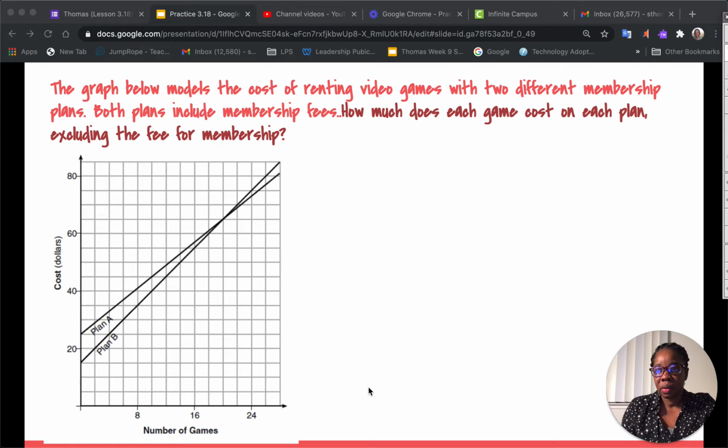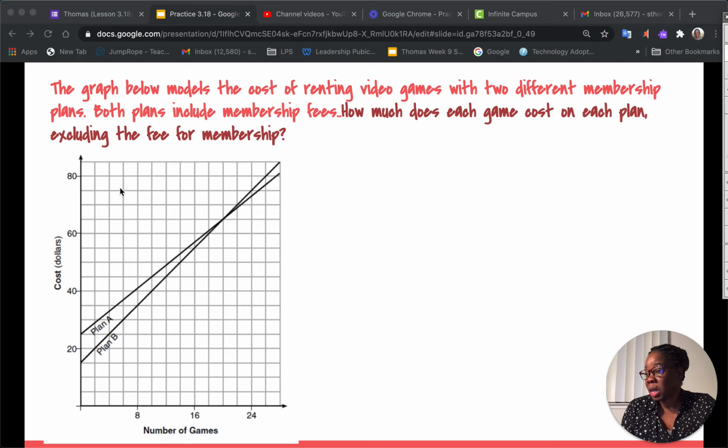All right, so our final question. It says the graph below models the cost of renting video games with two different membership plans. Both plans include membership fees. How much does each game cost on each plan, excluding the membership fee?